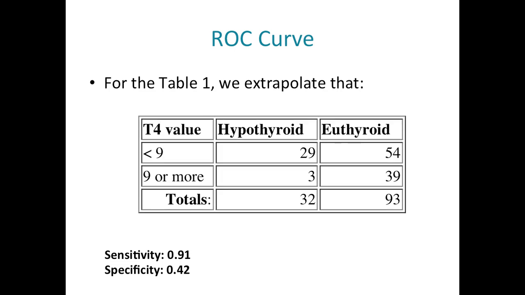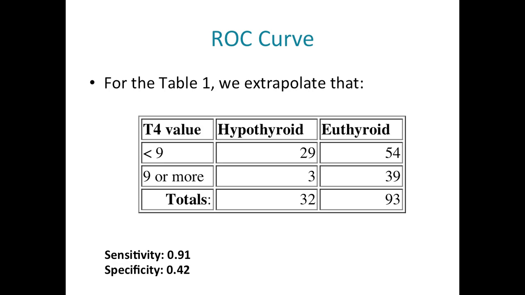And repeating exactly the same for the case where the cutoff point is 9, in this case the classifier that we are building would be: let's imagine that any case with values smaller than 9 is considered to have hypothyroidism, and any case with 9 or more is considered to be normal, right?